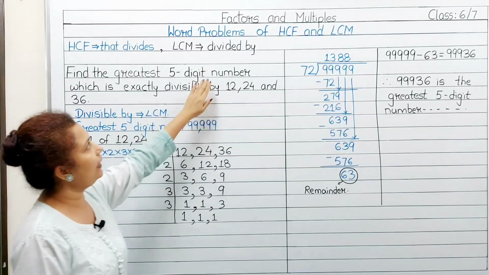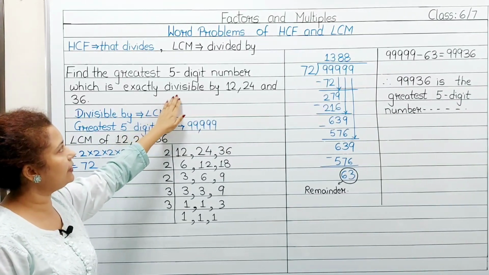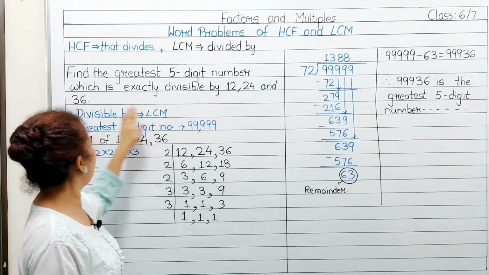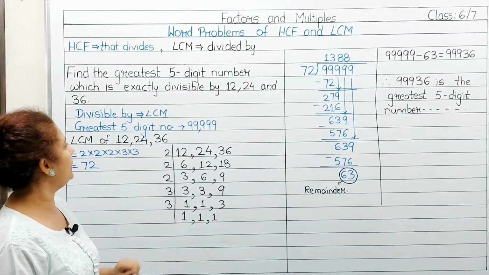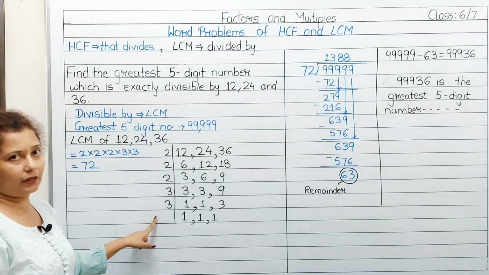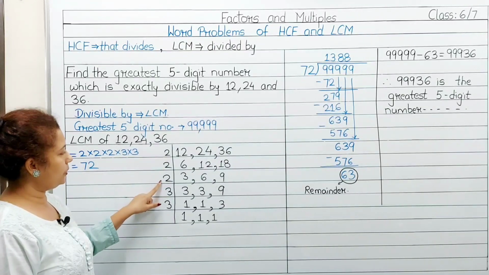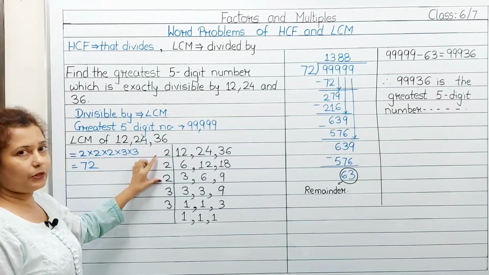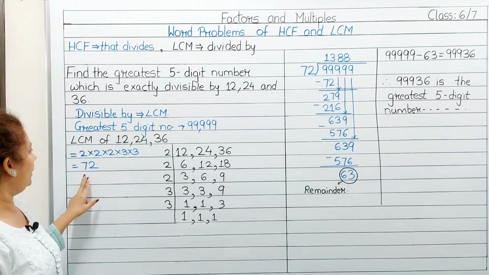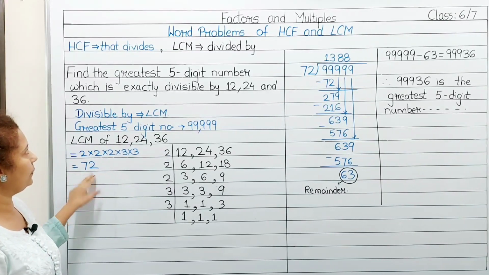So divisible by and divided by is one and the same thing. So here exactly divisible by is given. That means we have to find the LCM of 12, 24 and 36. So here we will find the LCM of 12, 24 and 36. Again I am using the common division method and the factors which we get are 2, 2, 2, 3, 3. 2 into 2 into 2 into 3 into 3 equals 72. So here the LCM we got is 72.